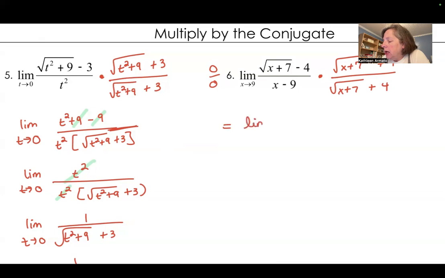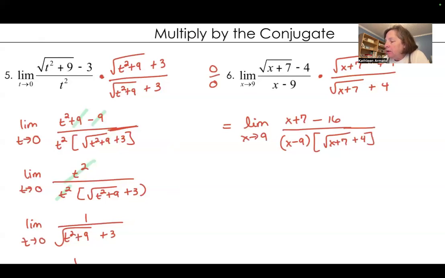And let's go ahead and FOIL that numerator. Root x plus 7 times root x plus 7 is x plus 7, minus 4 times 4 is 16. And so the denominator is x minus 9 times the square root of x plus 7 plus 4. Hey, did you see what that numerator is? It's x minus 9. Beautiful. That's what was making it 0 over 0. There was a hidden factor in that numerator.